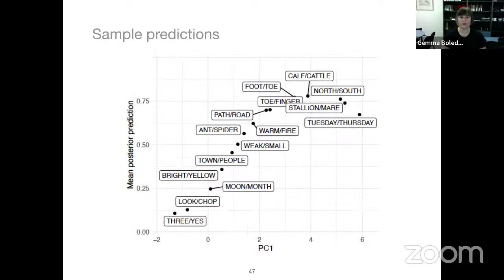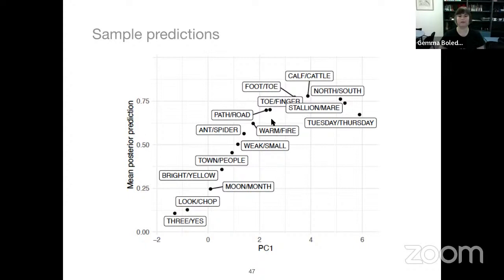It may be informative to check this effect of semantic relatedness by looking at a couple of predictions from the model. Because once we have the model, we can also use it to hallucinate colexification likelihood for specific meaning pairs in a given language, but I'm going to gloss over that. Here we see meaning pairs that are very unrelated according to our estimate of semantic relatedness, like three and yes, and log and chop, and these are assigned really low colexification likelihood. We predict that languages will not like to colexify those. Instead, as we go right on semantic relatedness, we also go up in colexification likelihood. And so this increases for pairs like moon, month, bright, yellow, town, people, week, small, and spider, warm, fire, path, road, until our favorite example, toe, finger.